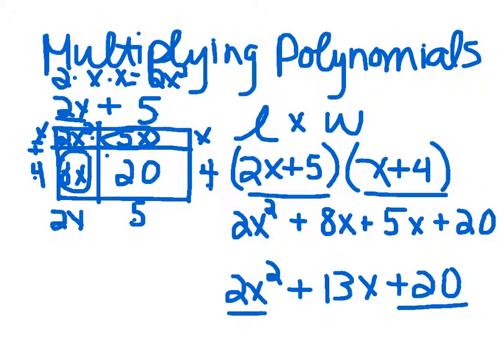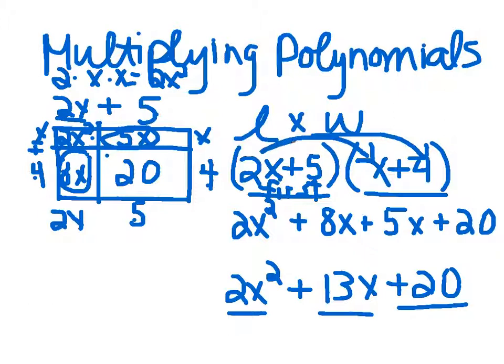So you may ask yourself, okay, I don't think I'm going to want to draw a rectangle for every single one of these problems. And you're right, there is an easier way to do it than that. And basically you can think about this as the superdistributive property. In other words, I have to distribute the 2x, or all of the terms of the first polynomial, over all of the terms of the second.